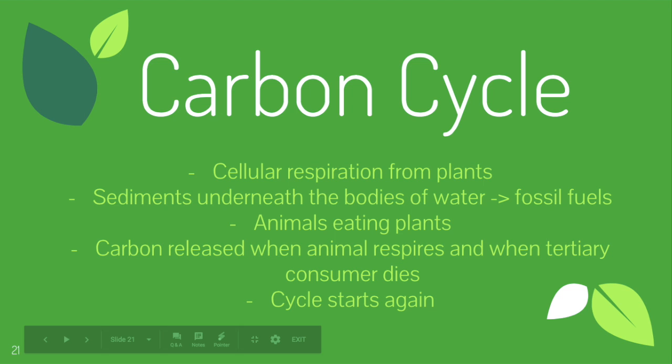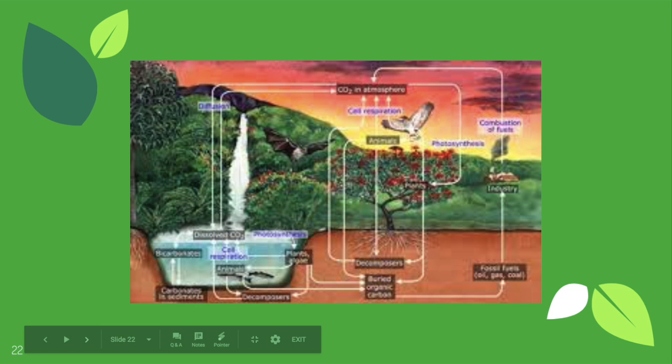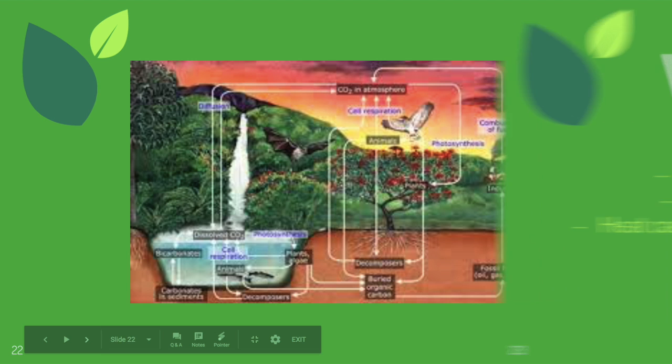When plants in the tropical rainforest respire, die, or burn, the carbon within the plants is released back into the environment. The carbon released into the ground is stored as sediments underneath river, ocean, and lake beds. Over time, the sediment turns into fossil fuels for humans to harvest. In addition, carbon can also be absorbed by animals eating plants. From there, the carbon is passed from the primary consumer to the secondary consumer and finally ends at the tertiary consumer level. The carbon from this process is released when animals respire and when the tertiary consumer dies. From this point, the cycle begins again.